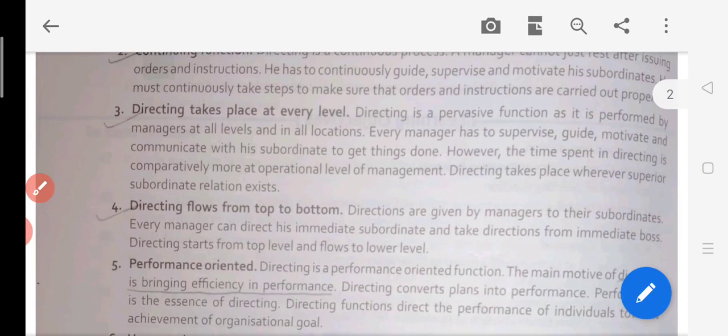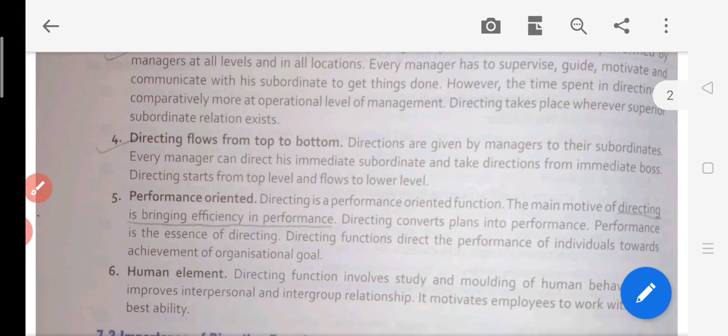At every level, we mean top, middle and lower level. Now directing flows from top to bottom. See, top level to bottom level means lower level. So of course the order will come from the top only, we know this. The top level managers will give orders to the subordinates, middle and then lower level. So directions are given by the manager to their subordinates.